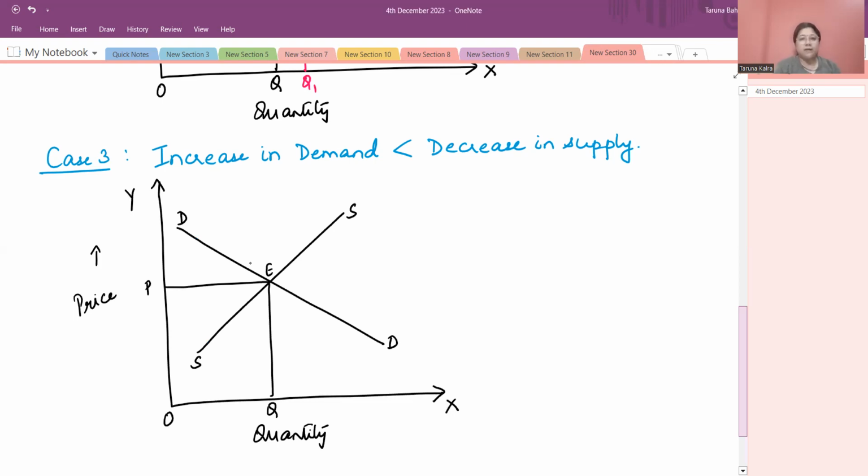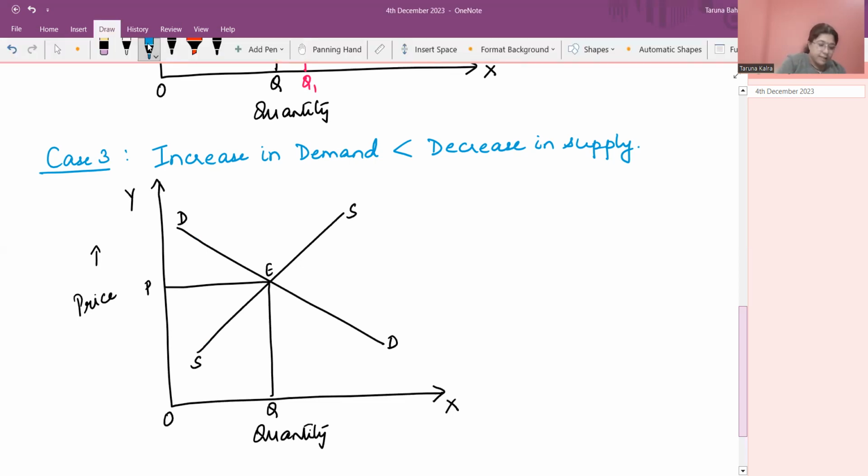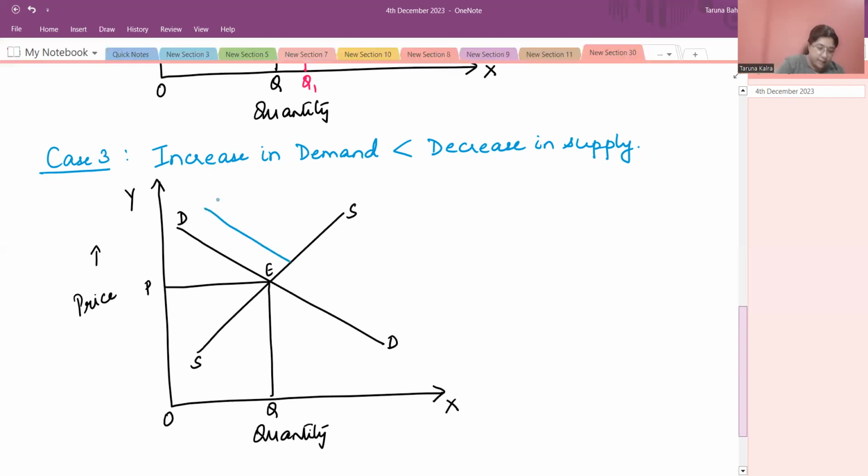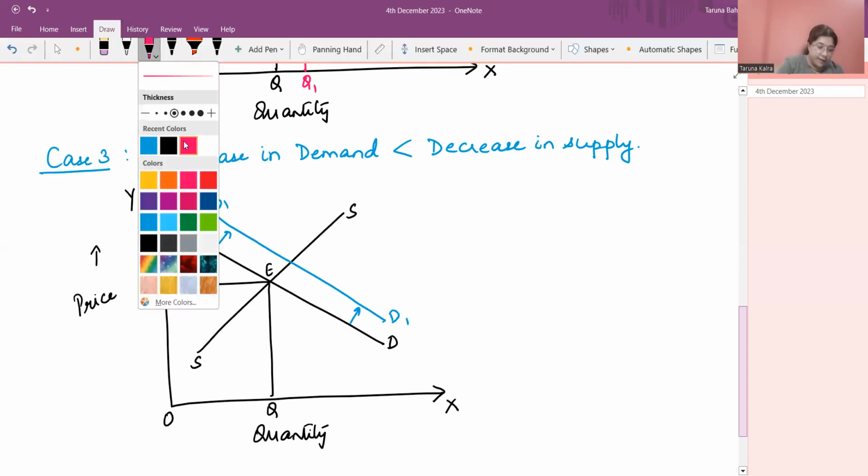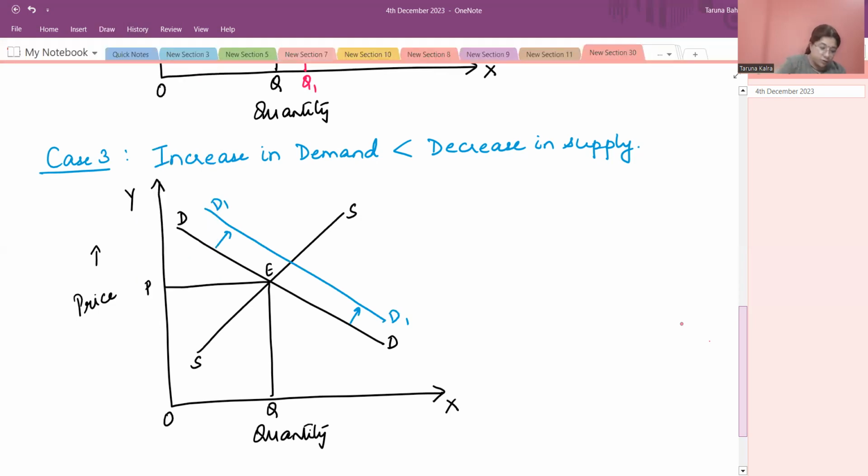Now the situation is that demand is increasing, but the increase in demand is less. Let us first draw the smaller one. Demand will increase and shift rightward to D1, D1, and the decrease in supply is proportionately greater than the increase in demand. Now, beta, if supply decreases, then the supply curve is going to shift leftward, and it is a larger shift.